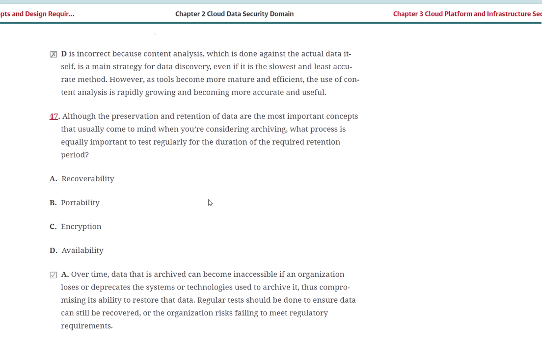Question 47. Although the preservation and retention of data are the most important concepts that usually come to mind when you are considering archiving, what process is equally important to test regularly for the duration of the required retention period? And the correct answer is A, recoverability.